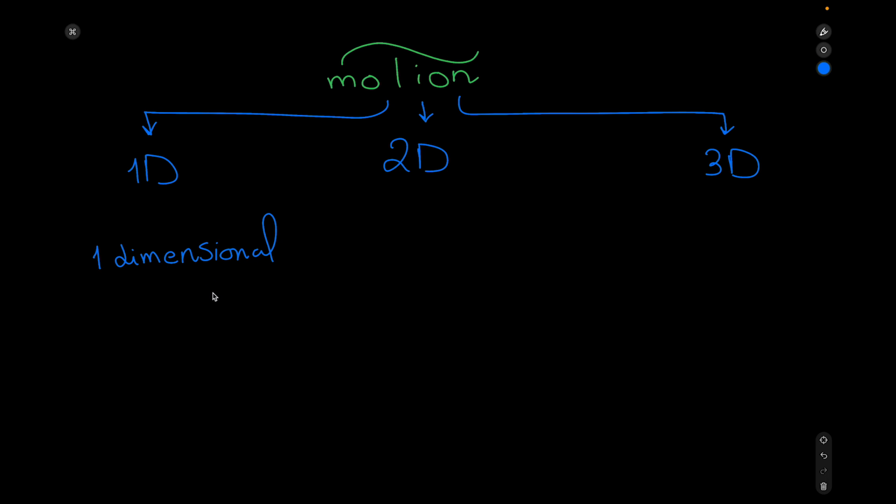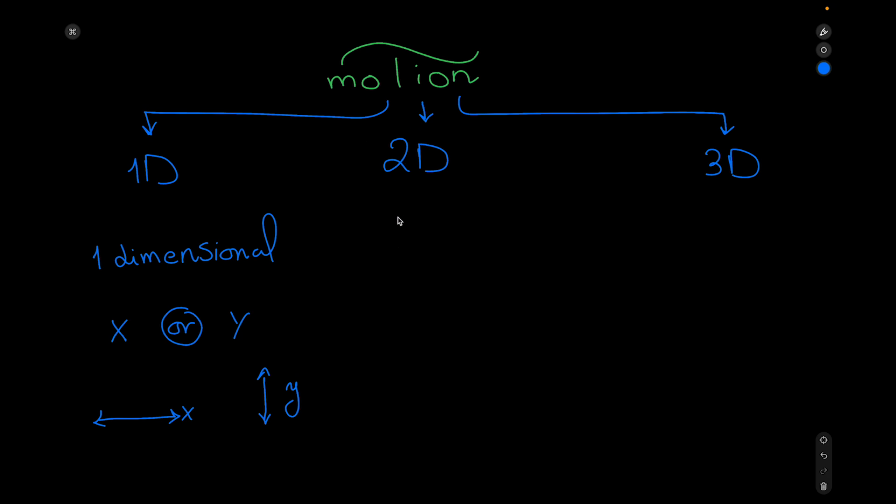What does that mean? That means that the object that we have is moving in the x-axis or in the y-axis. So it's moving horizontally here in the x-axis, or it's moving in the y-axis. So someone is walking, he is moving in the x-axis. A ball is thrown from a cliff, so that means it's moving in the y-axis.